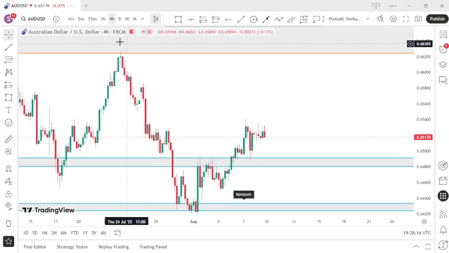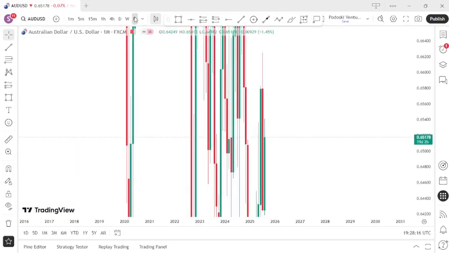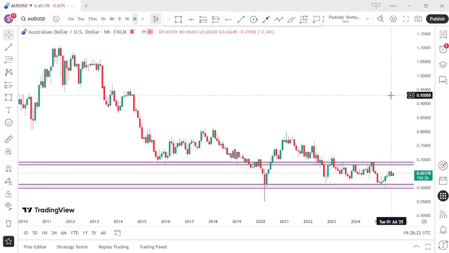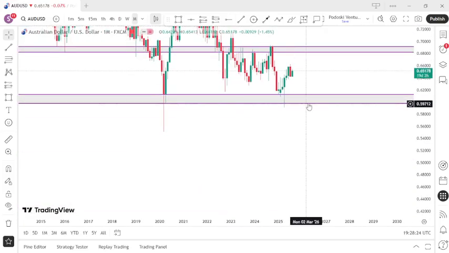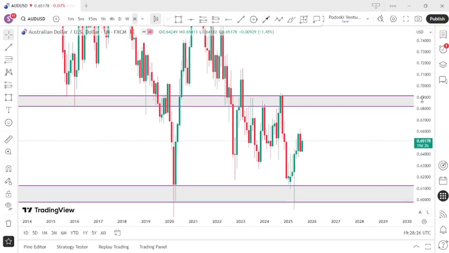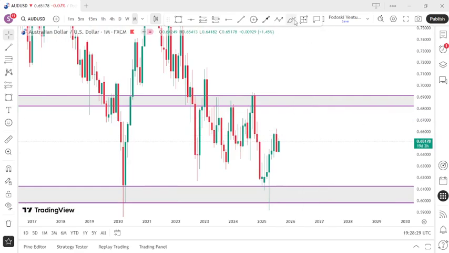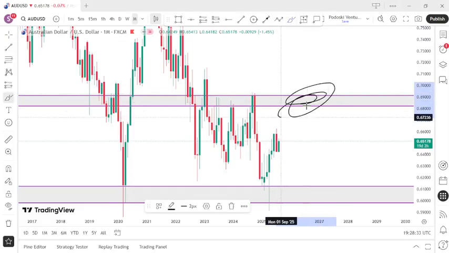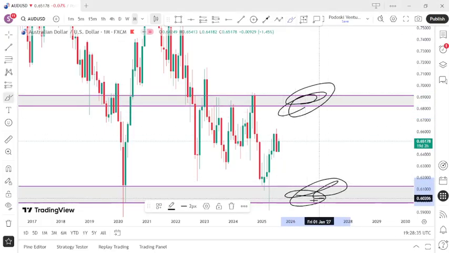The first pair on the list is AUD USD. So let's start. On AUD USD on the monthly time frame, I have my monthly upper zone here, my monthly lower zone here.